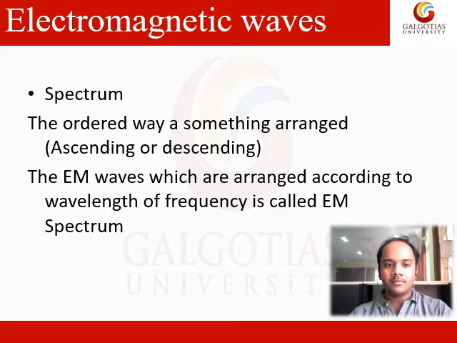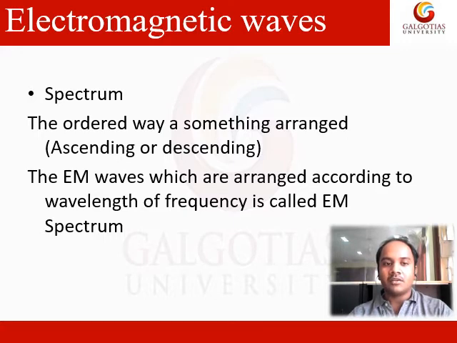Electromagnetic spectrum. The ordered way in which something is arranged is called a spectrum. The definition of spectrum is the ordered way of something arranged. It could be in ascending order or descending order, or in any other order also. If we are treating it with numbers, we consider either ascending or descending order. So if something is ordered in some particular manner, that is called a spectrum.